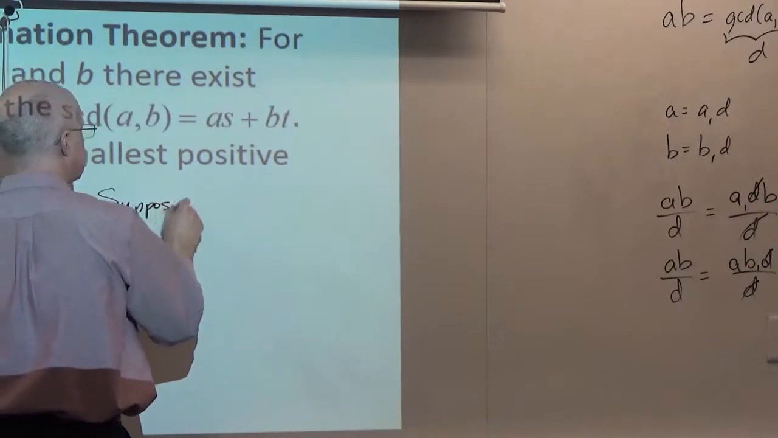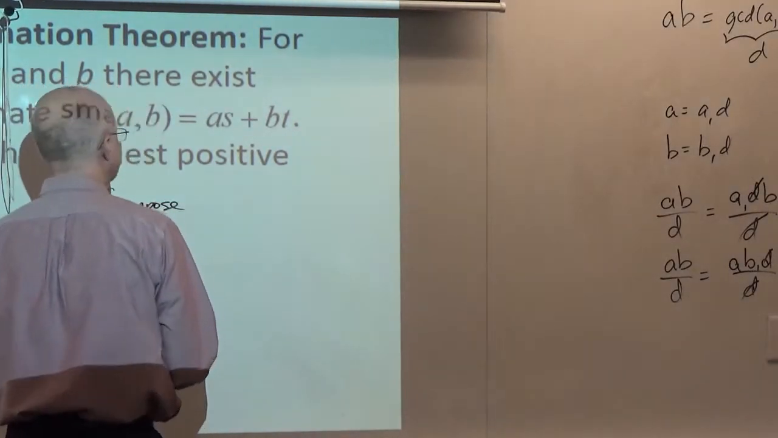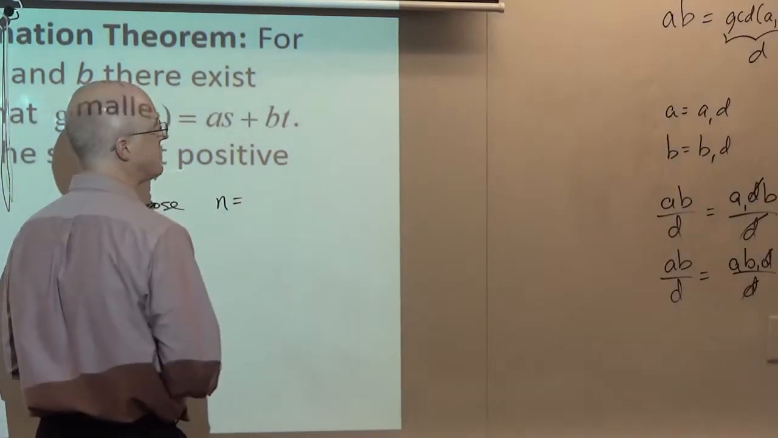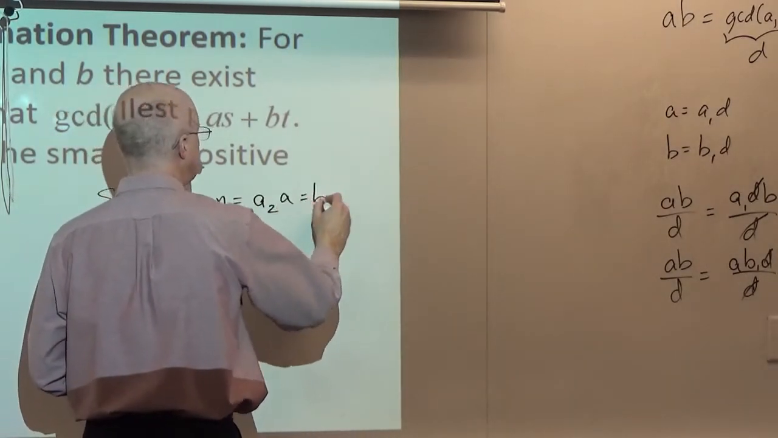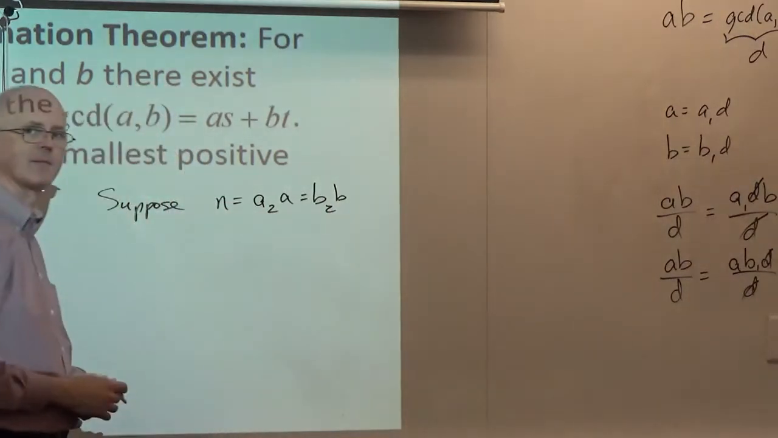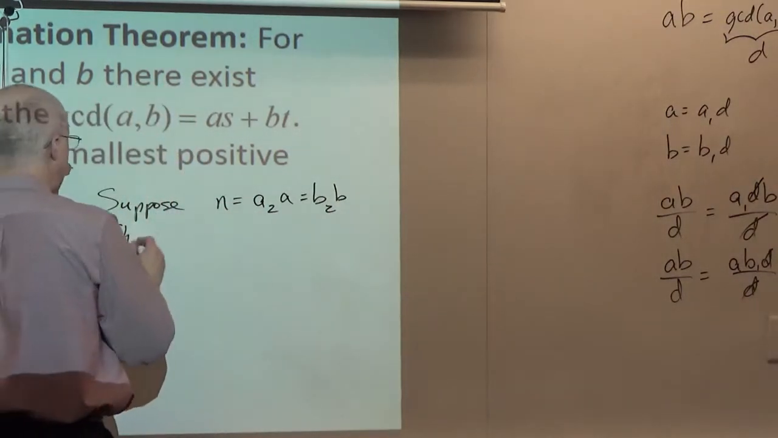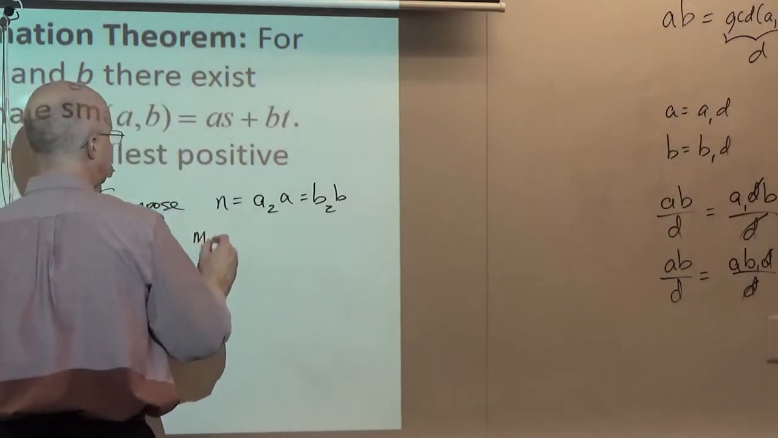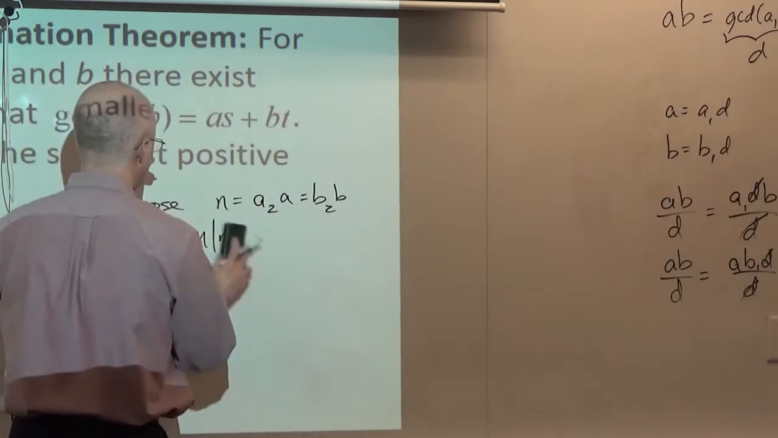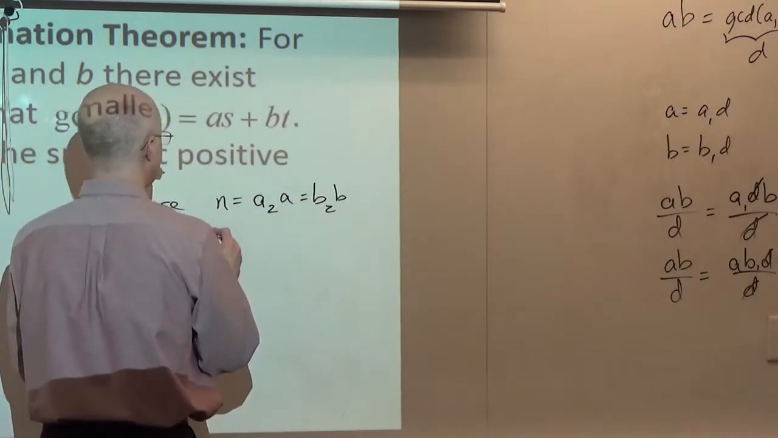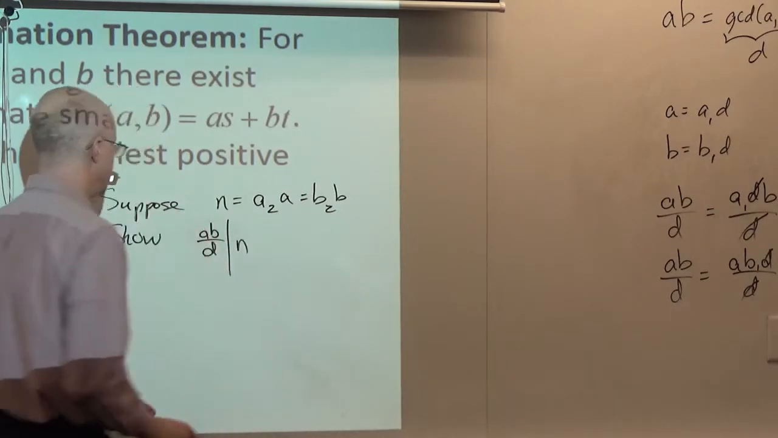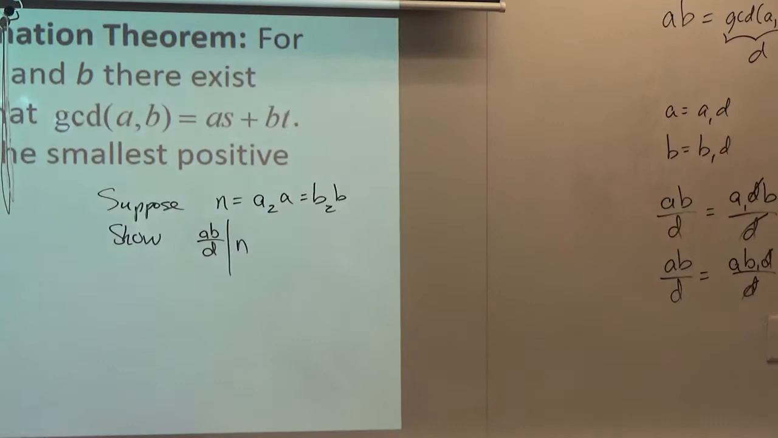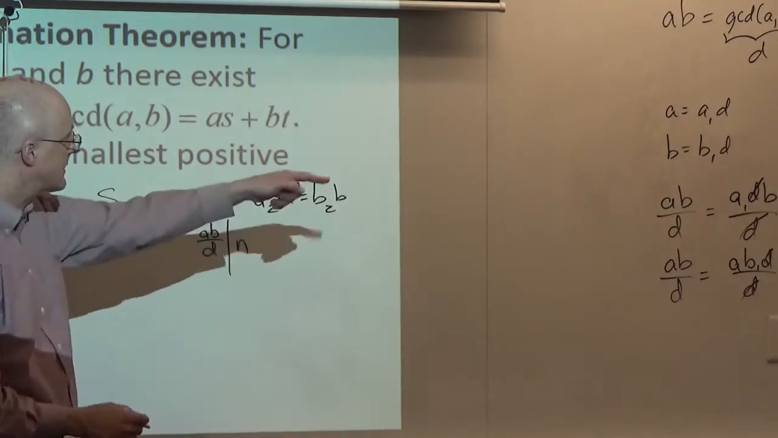Suppose, say, I don't know, N is a multiple of both A and B. Maybe A2 times A and B2 times B. We would be done if we can show M divides N. Where I should really not call it M yet. We can be done if we can show AB over D divides N. It is an integer, AB over D, because it's a multiple of A and B.